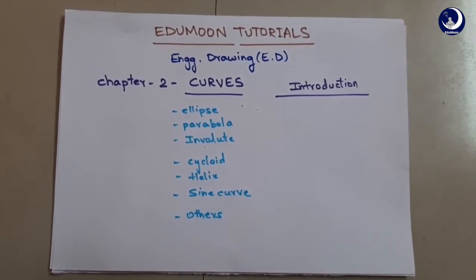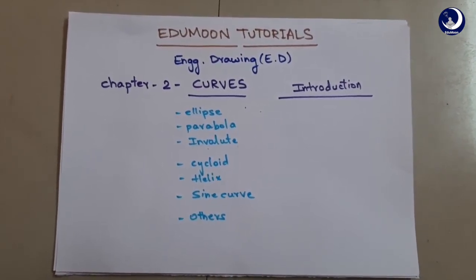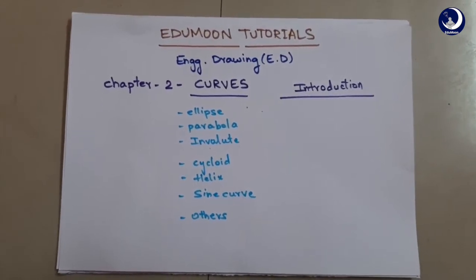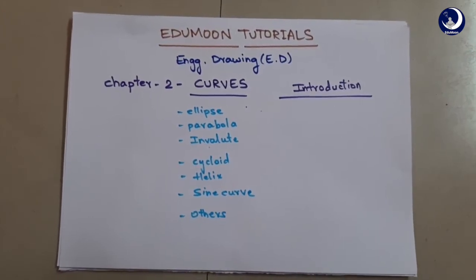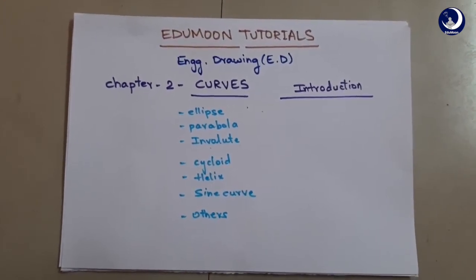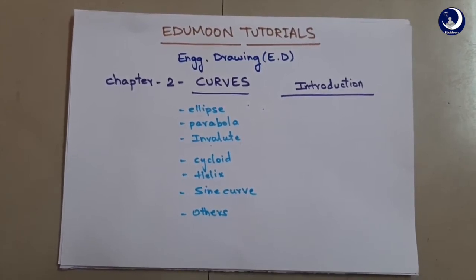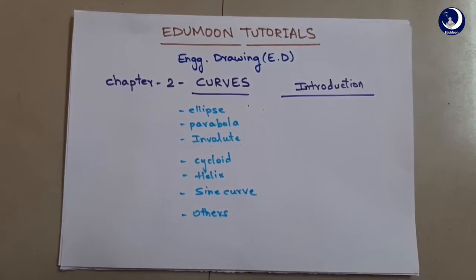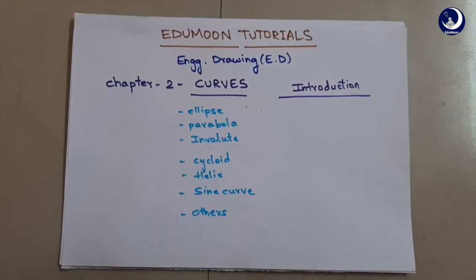In the last video we discussed different types of scales, and that was the end of chapter 1. From this video we're going to discuss chapter 2, that is curves. In this video I'm going to give an introduction to this chapter. Let us now discuss the subtopics that are there in this chapter. They are ellipse, parabola, involute, cycloid, helix, sine curve, and some other curves.